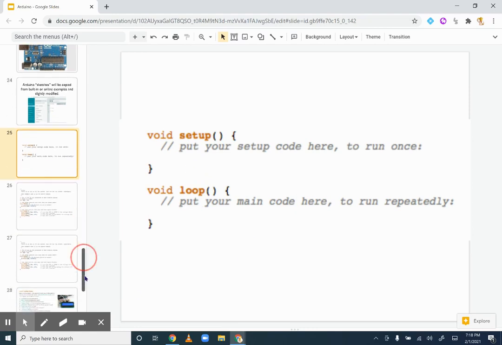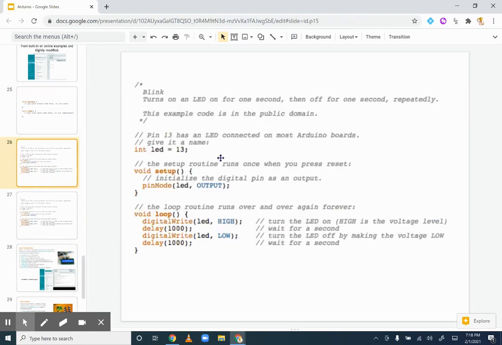So for example, here is the most basic blink code. It starts off with a little bit of background information. Everything in gray is ignored by the microprocessor and is there for the reader to be able to read and get a little bit of background information on what the code is doing. And so this first part gives us a little bit of background information. It says we're going to blink an LED.